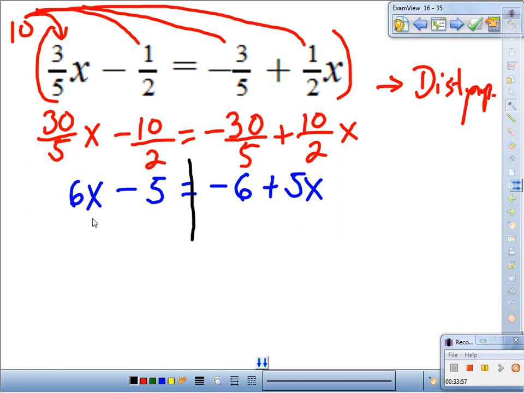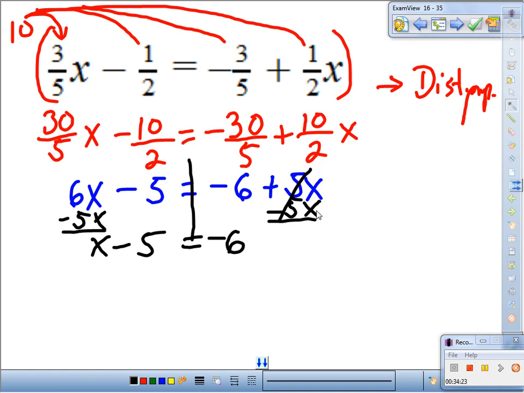How do we start solving? Let's see. Can we simplify the left side? No. Can we simplify the right side? No. We need to get all variables to one side. Where do I start? 5. So what is the opposite of a 5? Minus 5x, minus 5x. We have x minus 5 equals negative 6. Let's write our property. What did we do to each side? Subtract, so it's subtraction property of equality.